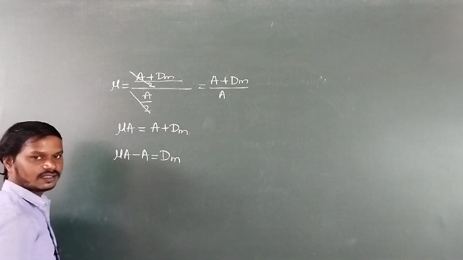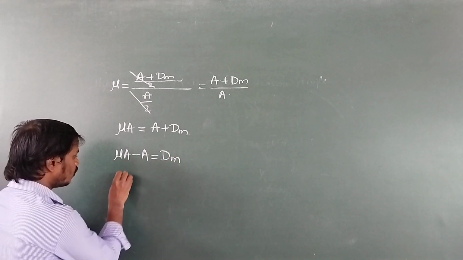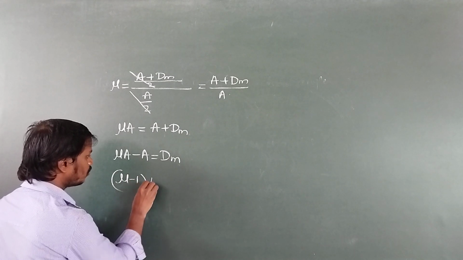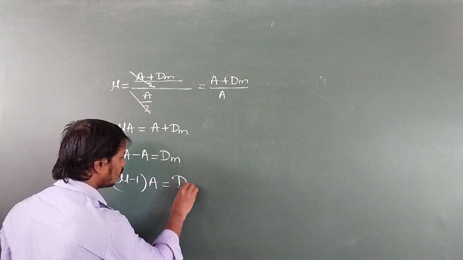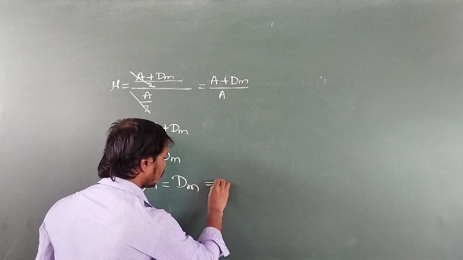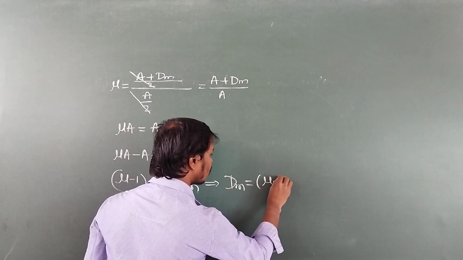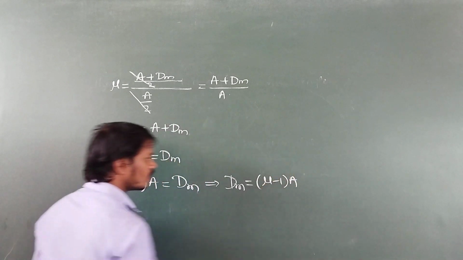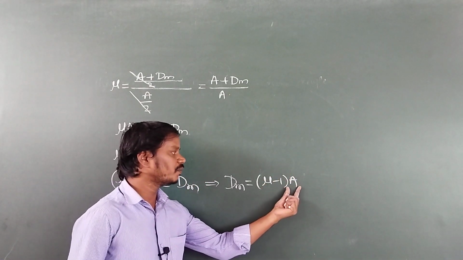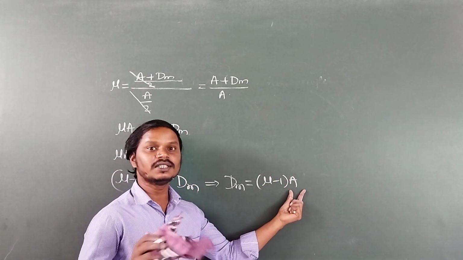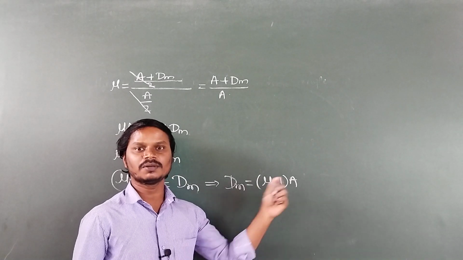Then what is common here? A is common. So (mu minus 1) into A. Now this is the deviation produced by a thin prism. This can be written as dm is equal to (mu minus 1) into A. So here A is the angle of the prism of the thin prism.